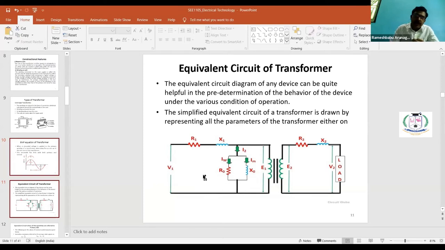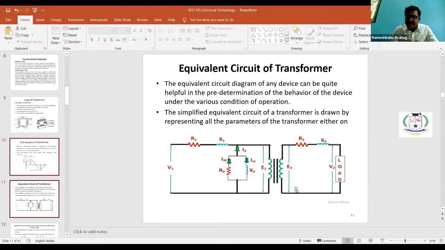Now I know the no load current I naught is equal to I_W plus I_mu. I_W is the core loss current, and I_mu is the magnetizing current. In the parameters, R naught is the core loss component and X naught is the magnetizing component. These are all on the primary side.